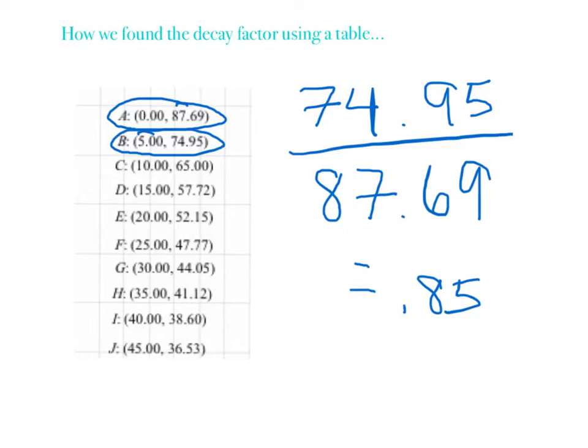And this might not be the exact same decay factor, but it's close because you can't get the exact one because this data isn't perfectly consistent. So this would equal our decay factor. Now, to find the initial condition, which is the y-intercept, you just look at the temperature where there's no time, and that's your initial condition. So our initial condition is 87.69.